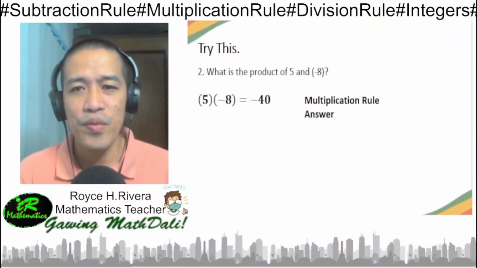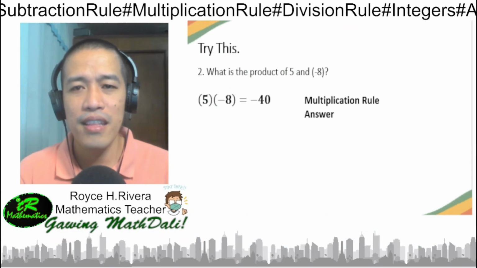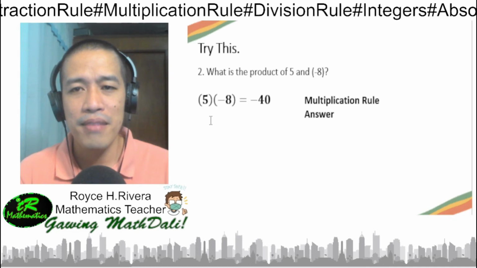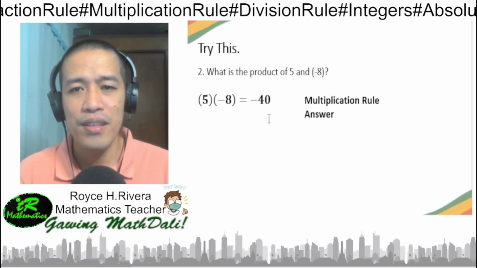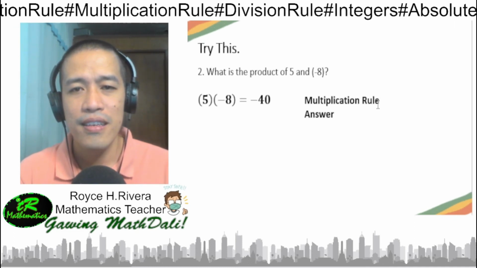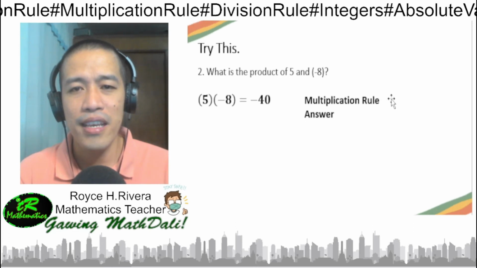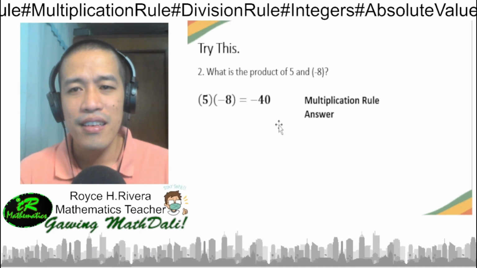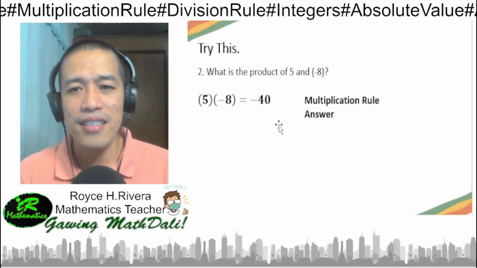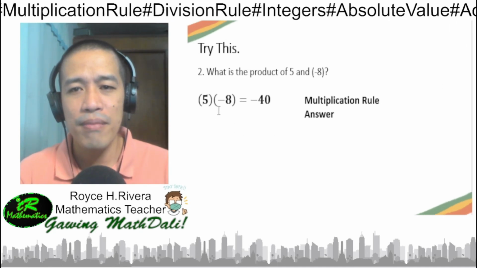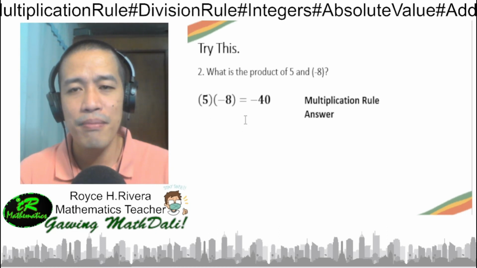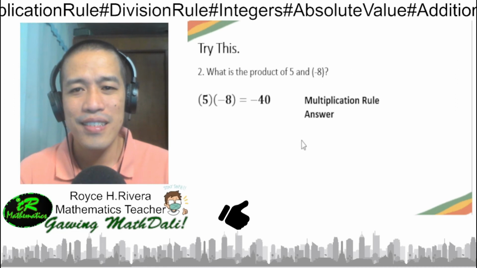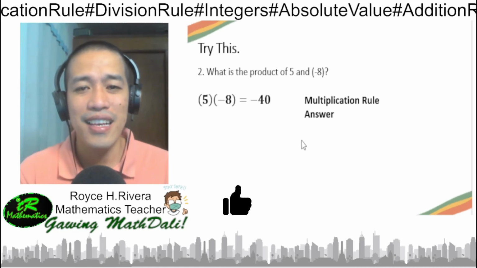Item number 2, what is the product of 5 and negative 8? So we write 5 times negative 8 is equal to negative 40. Because of the multiplication rule, when multiplying integers of unlike signs, we multiply the numbers and the product is always negative. So our answer is negative 40.